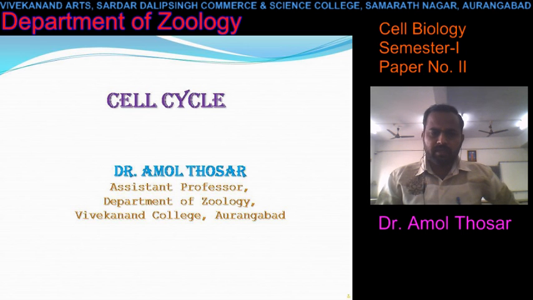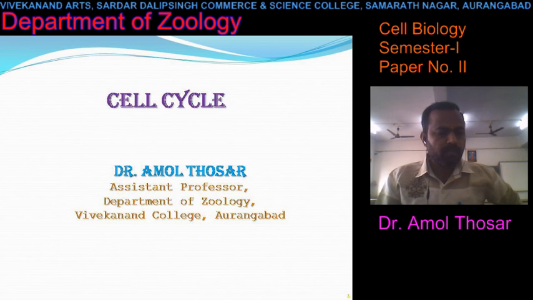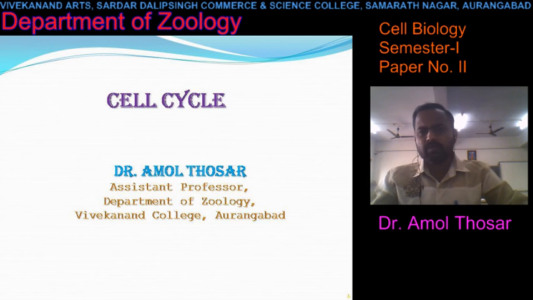These events include the duplication of DNA, that is DNA replication, and of some of its organelles, and subsequently the partitioning of its cytoplasm and other components into two daughter cells in a process that is called cell division.